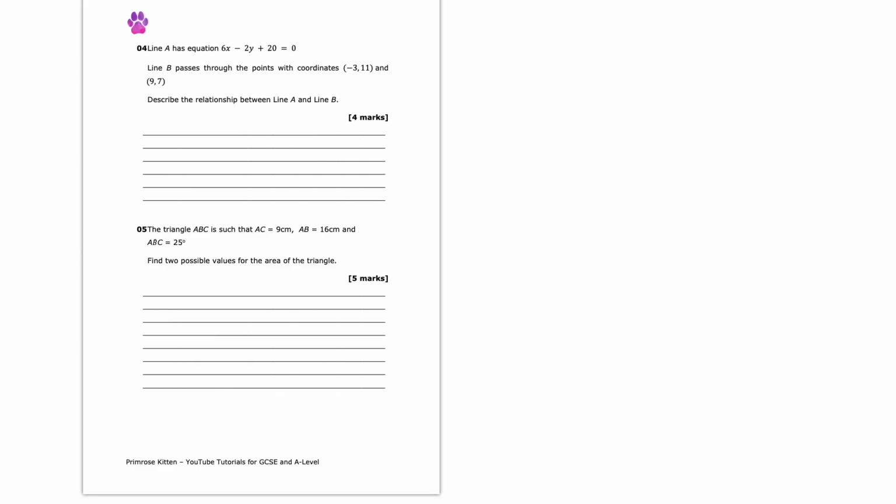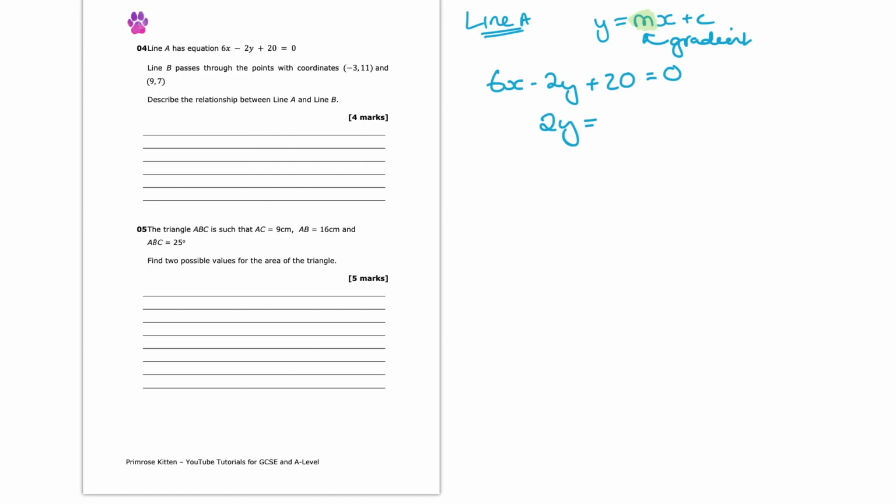So if we wanted to determine the gradient of each of these 2 things, for line A, we can try and rewrite the equation in the form of y equals mx plus c, because by doing that we know that the number next to the x is the gradient, don't we? So then we'd have that fact about it that we can use in this question. So at the minute we have 6x minus 2y plus 20 equals 0, and let's work to get the y on its own. So we could shift the 2y to the other side, and we're left then with a positive 2y now, and we get 2y equals 6x plus 20.